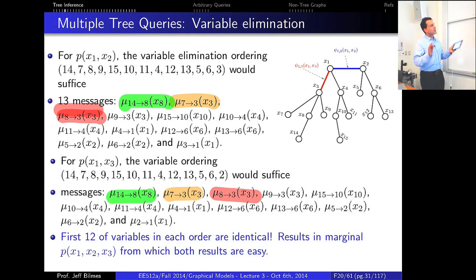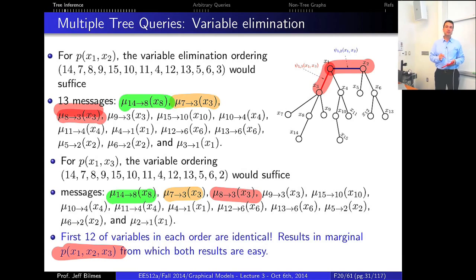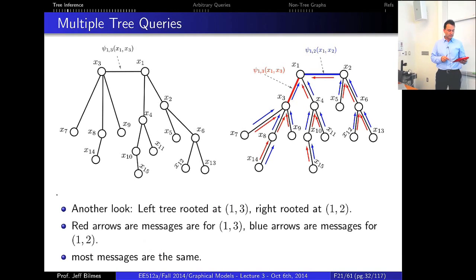So, in fact, the first 12 variables in each of these elimination orders are identical. And if we just do the first 12 variables in the elimination order, or send the corresponding first set of messages, what we end up getting is this marginal over x1, x2, and x3. That happens to be a subtree in the original tree. And once we've got the subtree, then getting the two desired marginals is super easy. We just sum out either x2 or x3 from that marginal. And we've reused most of the computation. So here's another look at the same thing.